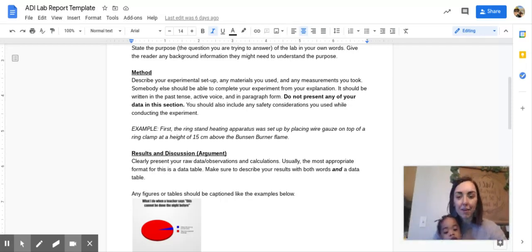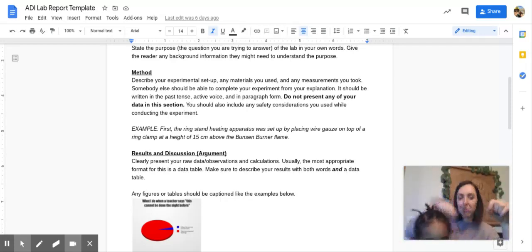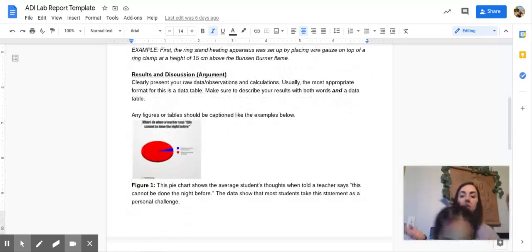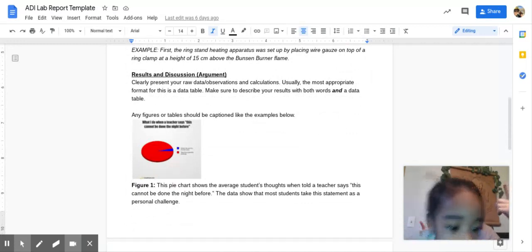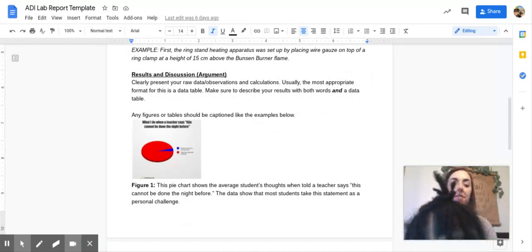Okay, sorry. So a diagram would be helpful, especially with the graduated cylinder, trough, tube setup, just because it's kind of specific. Okay. So then your results and discussion, or in parentheses, your argument. This is going to be probably the hardest section to write because this is where you have to analyze your data.